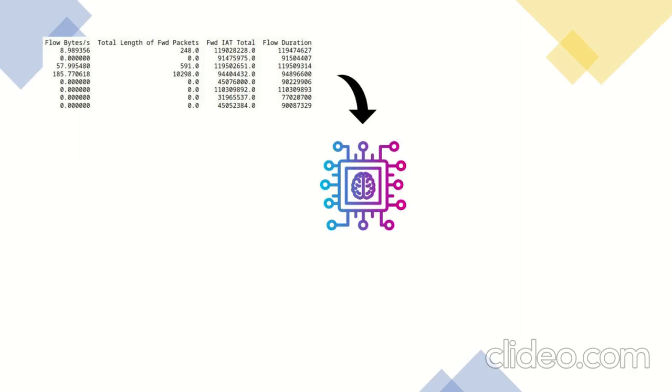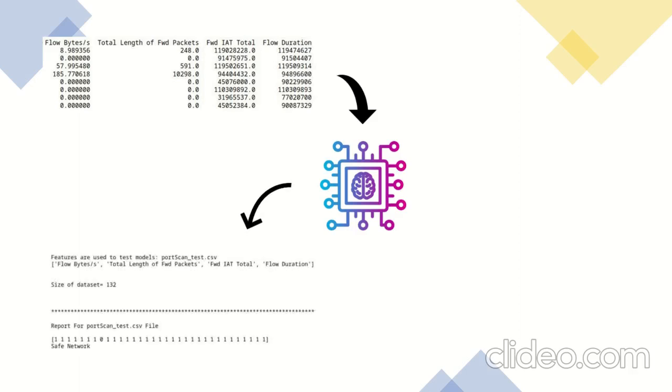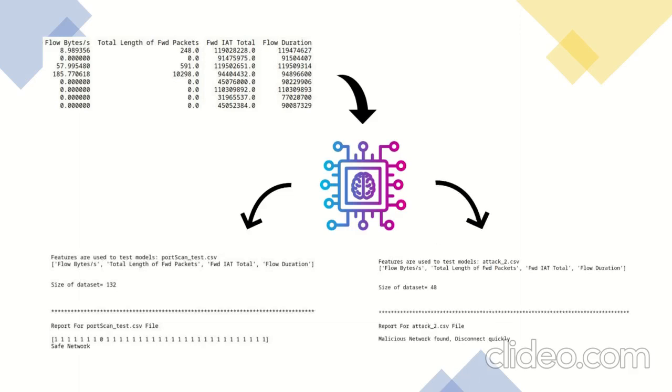In this slide, you can observe that we have extracted our crucial features for network packet analysis. These features are sent to our ML model. After evaluating 7 ML models, we selected the most effective one, which we will see in a later slide. On the left, we can see the model's output when no attack is detected, indicating a safe network. And on the right side, when we launch an attack using the Nmap tool, the model swiftly identifies it and warns us with a "malicious network found, disconnect quickly" message.